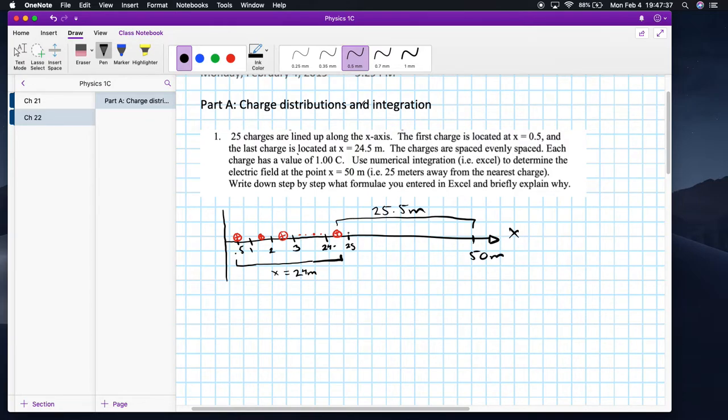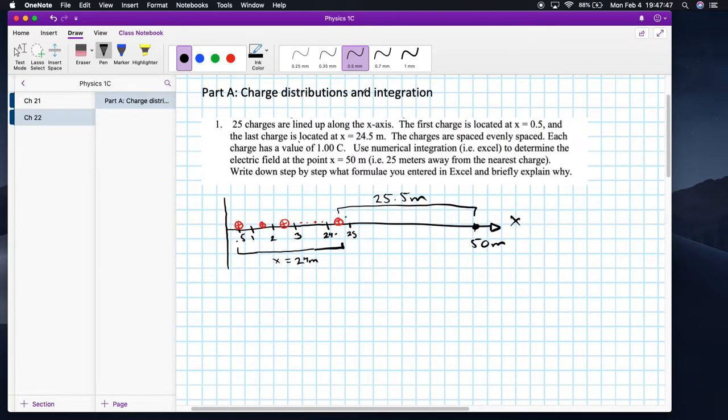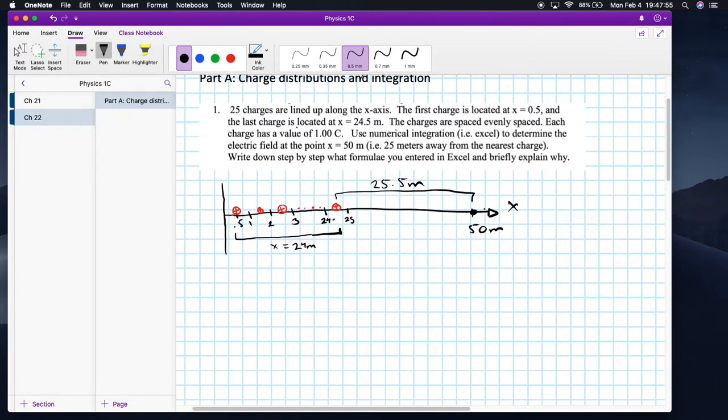So we're trying to find out the electric field caused by all these charges on a test point that is at 50 meters. So the distance between our last charge and the test point is 50 meters, so that's really important to note.